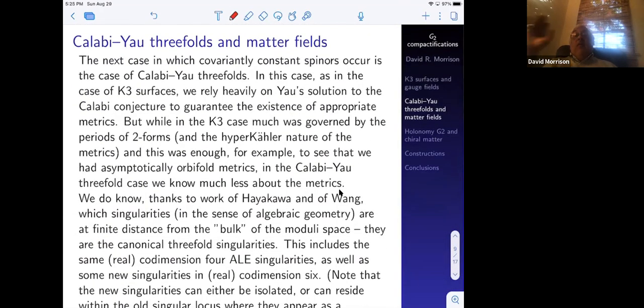Okay, so that was the real codimension 4 singularities. The next case in which I see covariantly constant spinors is Calabi-Yau threefolds. I should have mentioned that the holonomy is SU3 in that case.